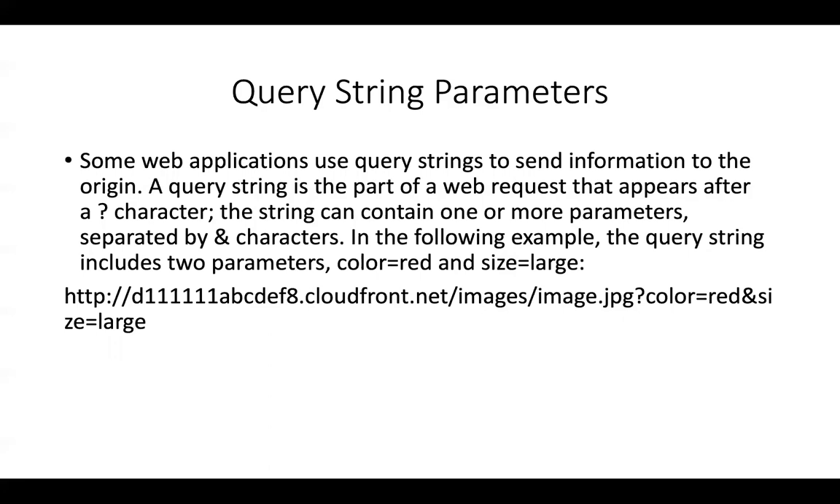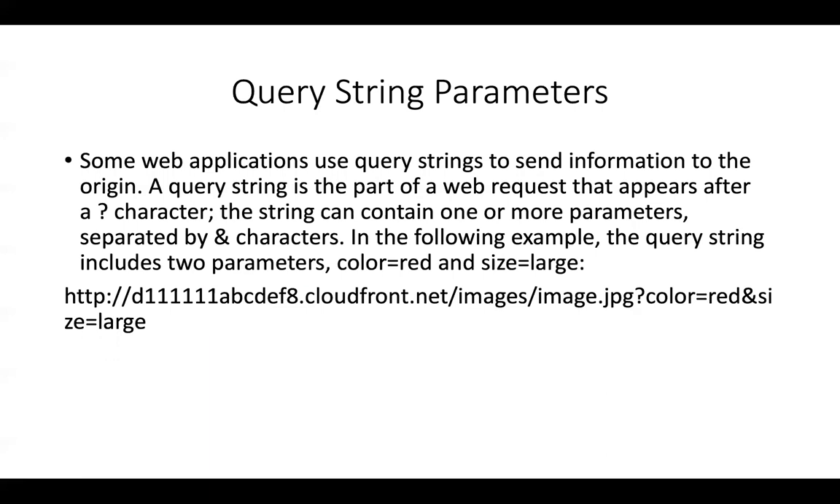You may have something along these lines. This is your CloudFront distribution's URL, the DNS name, and then you have images as the path where you are sending an image, and you're specifying a query string parameter after the question mark, where the color is red and the size is large. So in this example, your query string includes two parameters: one is the color, and the second one is the size.